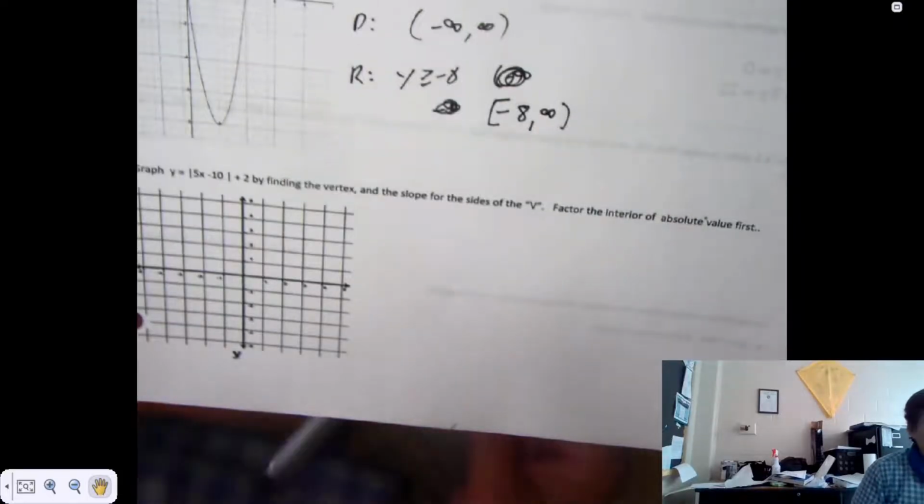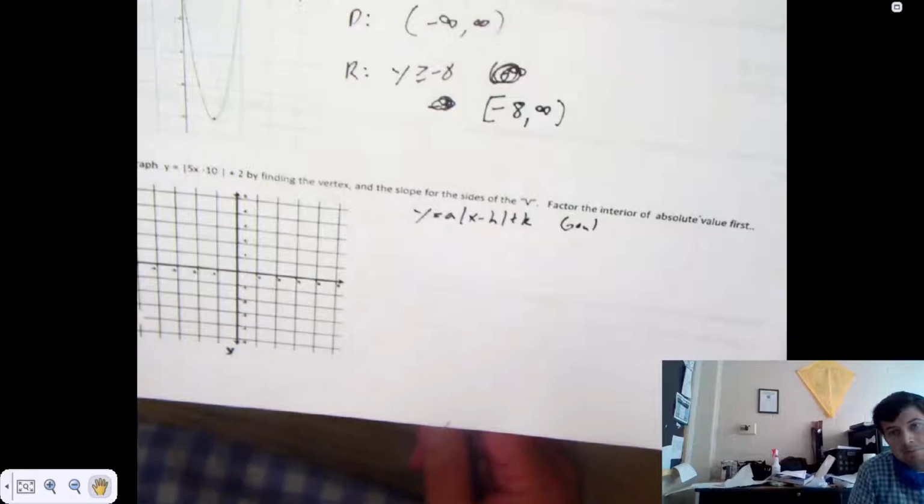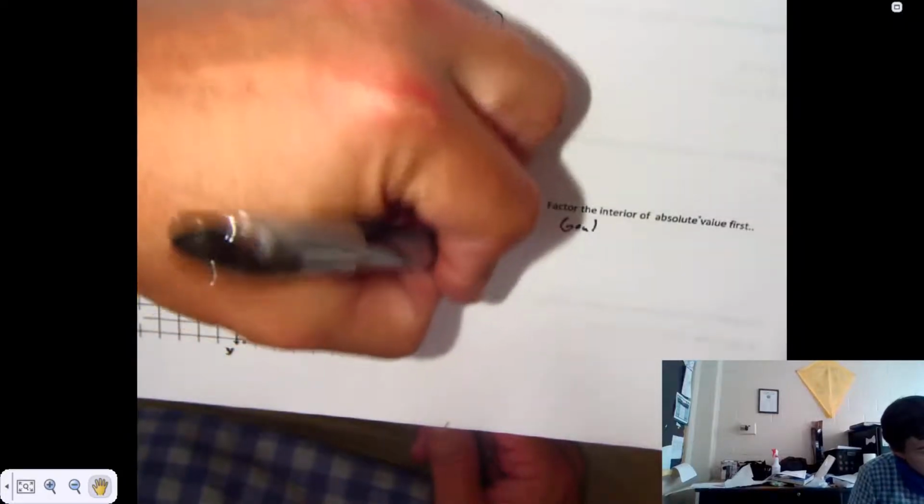Number 4, if you're working on this one in class, hopefully you caught on that it doesn't fit the graph, so don't worry about it. But your goal is to make it look like this: y equals a times the absolute value of x minus h plus k. That's your goal. All right? So you have y equals the absolute value of 5x minus 10 plus 2.